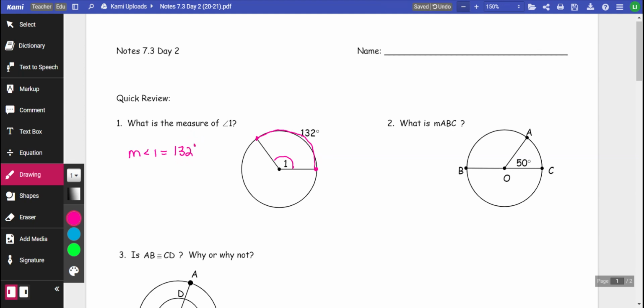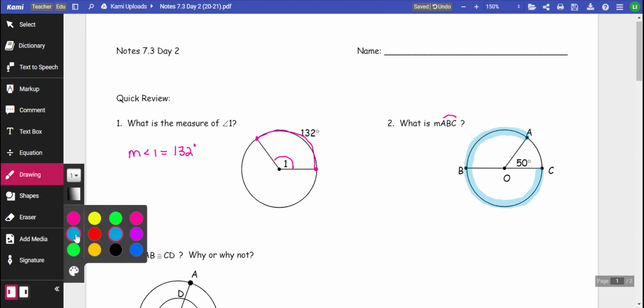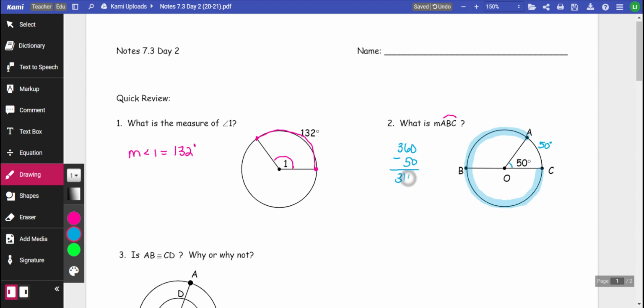In question number 2, we want to know what is the measure of arc ABC. I always recommend that it's helpful to trace what you're looking for. So there's arc ABC. Now in this problem, we have a central angle of 50 degrees, which means that arc AC is 50 degrees. Now if a full circle is 360 degrees, I can subtract off arc AC, which is 50, and I have 310 degrees for the measure of arc ABC.